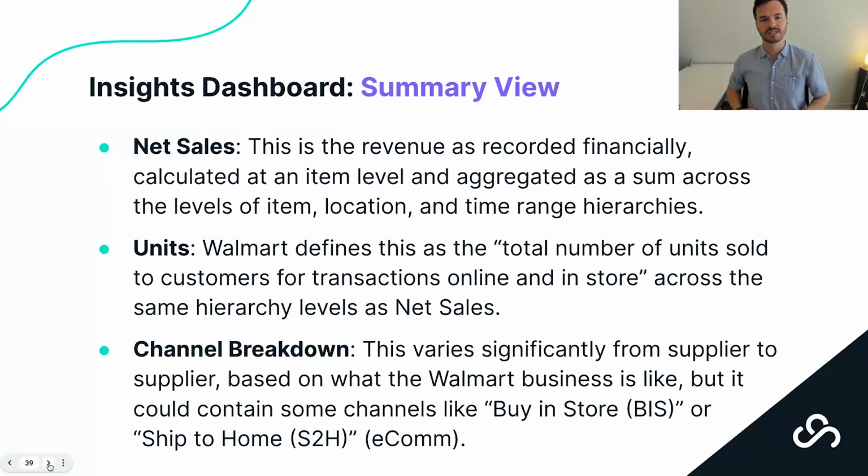So a little bit more detail here. The net sales in the summary view definition is the revenue as recorded financially, calculated at an item level and aggregated as a sum across the levels of item, location, and time range hierarchies. So the question that you always have to be asking yourself is, how granular is this particular data set?